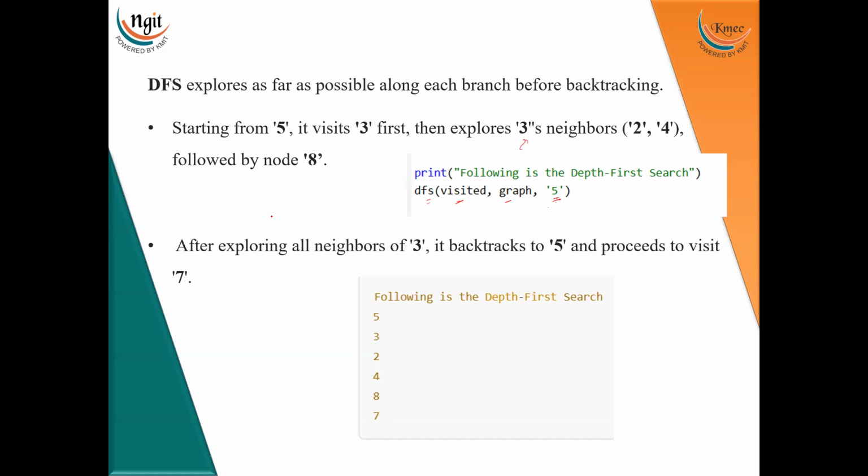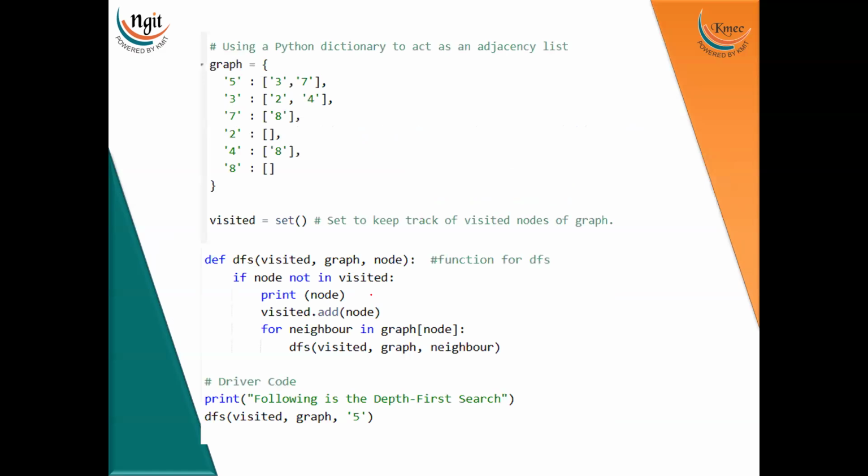So theoretically, you draw that particular diagram and check whether we are getting the same output or not. Thank you. So this is the piece of code that I have explained. You can check it: graph, visited list, iteration over this, and then printing the graph. So this is how DFS and BFS can be implemented with the help of Python.